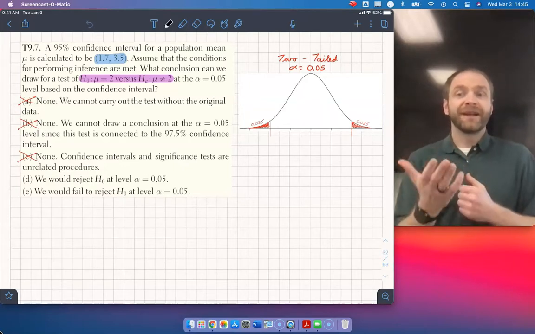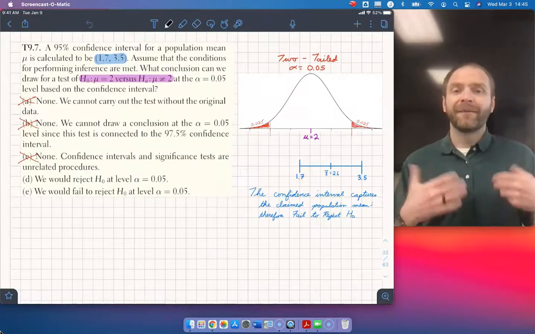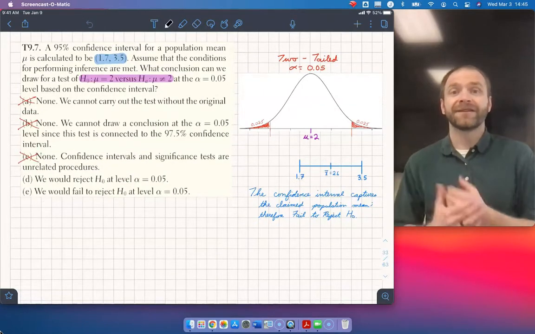So I'm related to D and E. Those are my two choices right there. I've got to figure out which one it's going to be. So I'm going to continue and analyze. I'm going to draw my confidence interval right there.